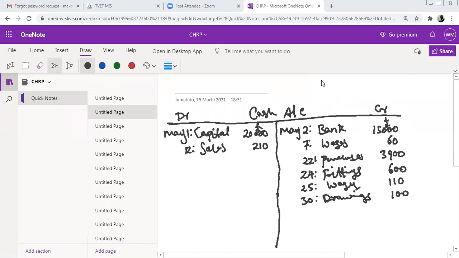The reason is we don't have a check account. We only have a bank account. That's why checks normally affect the bank, and that's why they are recorded as bank.